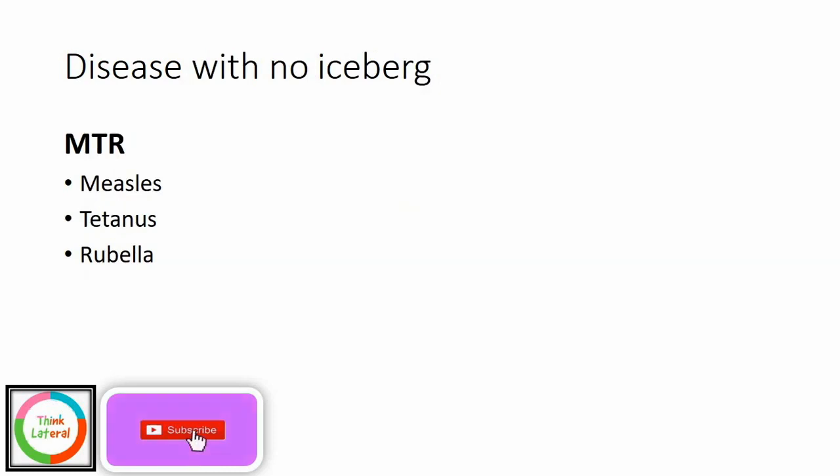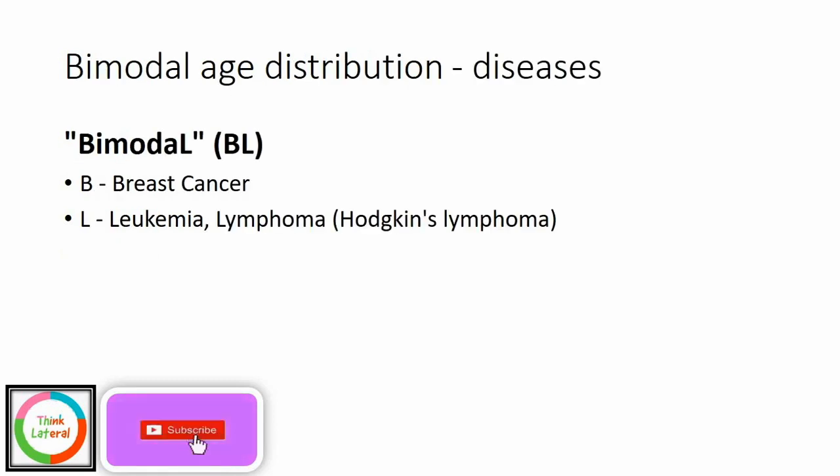Diseases with no iceberg, which means there are no subclinical or carrier states in the diseases. So here the mnemonic is MTR. M stands for measles, T stands for tetanus, R stands for rubella. MTR is the mnemonic for diseases with no iceberg. Bimodal age distribution of diseases is present in BL, first and last letter of bimodal. B stands for breast cancer, L stands for leukemia and lymphoma, especially Hodgkin's lymphoma. So breast cancer, leukemia and Hodgkin's lymphoma are the diseases with bimodal age distribution.